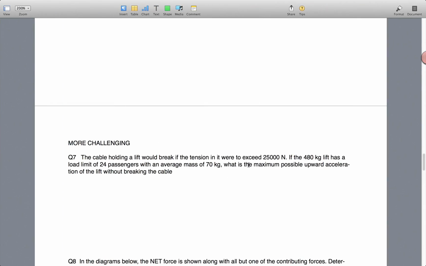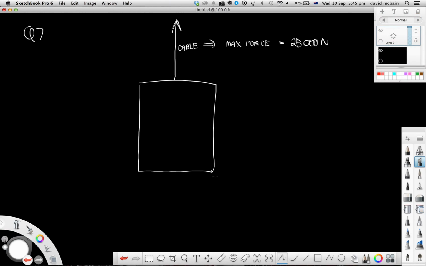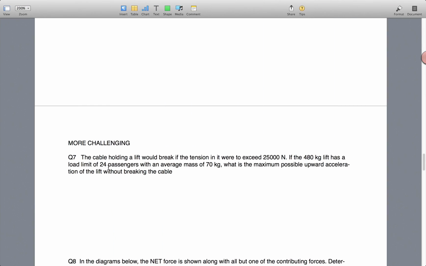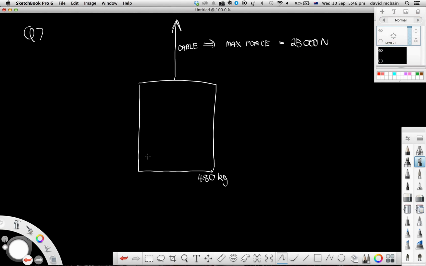Now, if the 480 kilogram lift has a load limit of 24 passengers, what is the maximum possible upward acceleration of the lift without breaking the cable? That's interesting. What an interesting problem. So the lift itself has a mass of 480 kilograms, and it has a maximum capacity of 24 passengers, each of 70 kilograms.